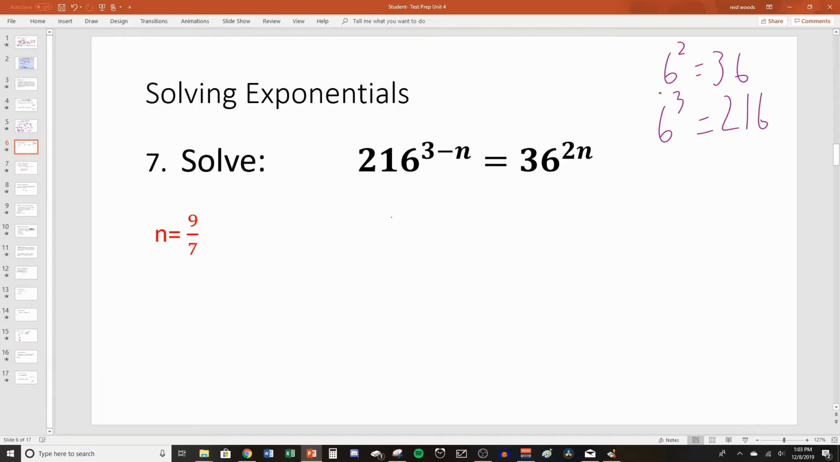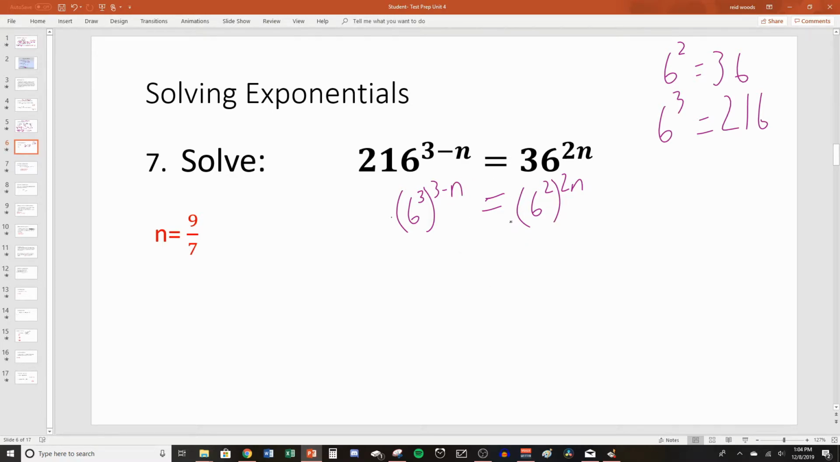Over here, the reason I'm doing this is because I want to get the same bases. And you can see these 6's will be the same base. I'm going to replace the 36 with a 6 to the second power. That 2n is still out there. Over here, it's going to be 6 to the third power in 3 minus n.